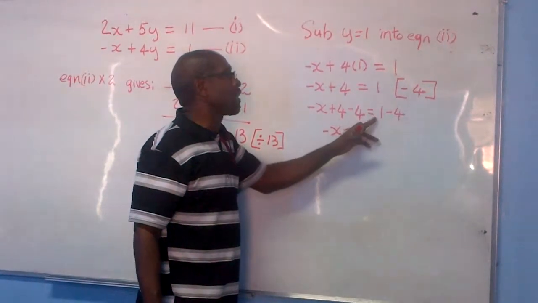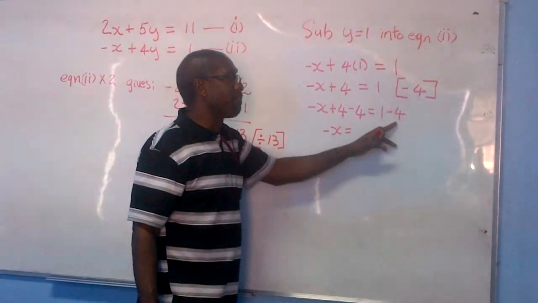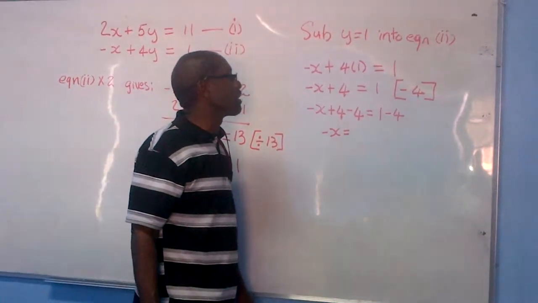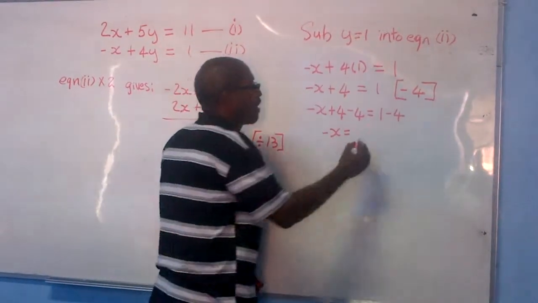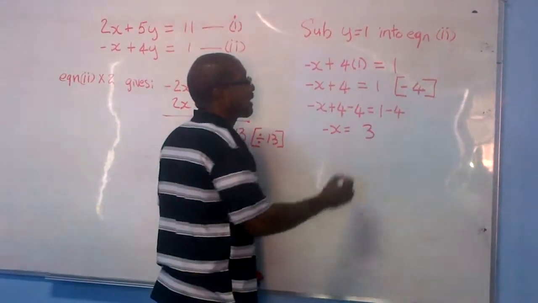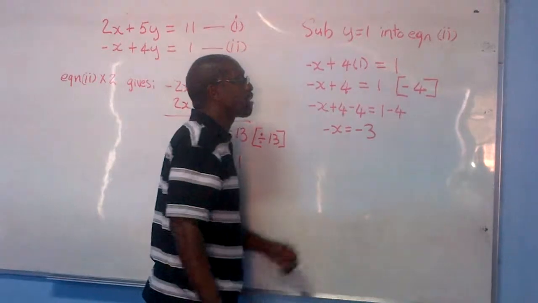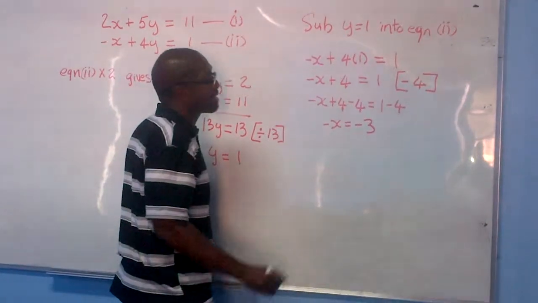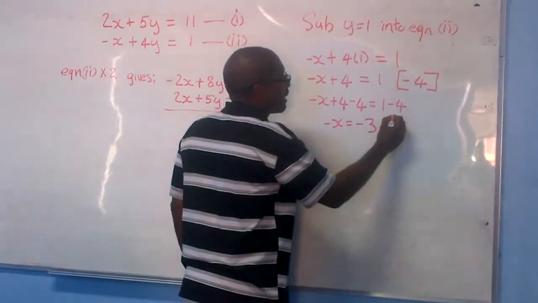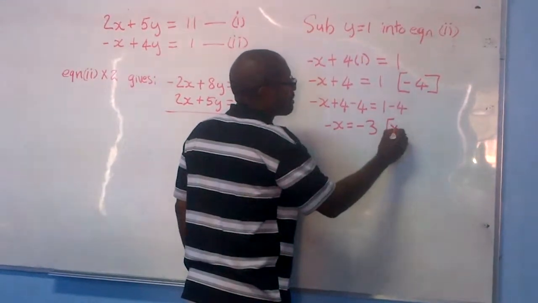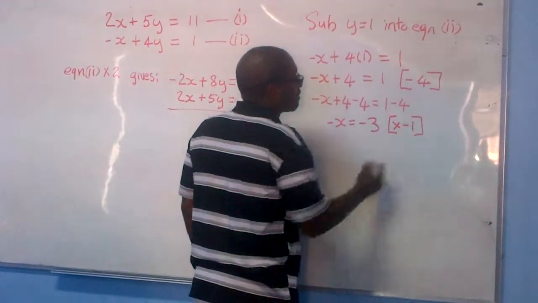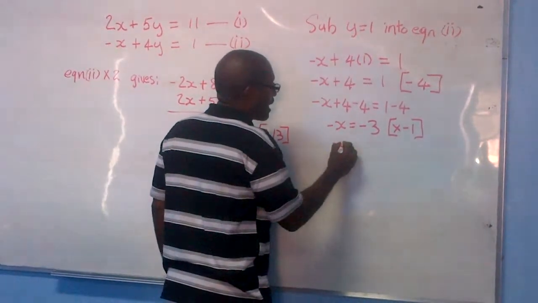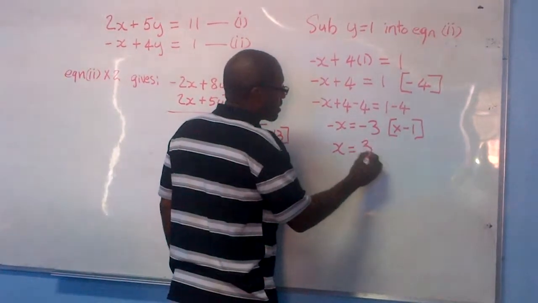Whenever you are adding a positive number to a negative number, the result is always the difference between the two numbers. The difference between 1 and 4 is 3. But this 3 will carry a negative sign because the larger of the two quantities is the negative. Now we have negative x equals negative 3, and to eliminate the negative sign, we multiply by negative 1. Multiplying each side by negative 1 eliminates the negative sign, and our result is x equals 3.